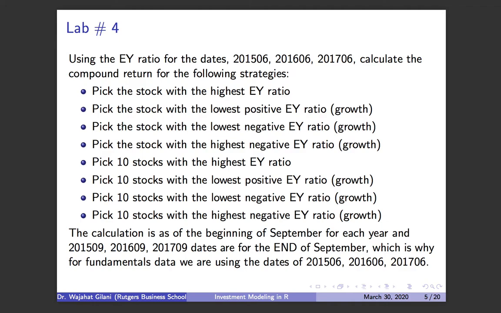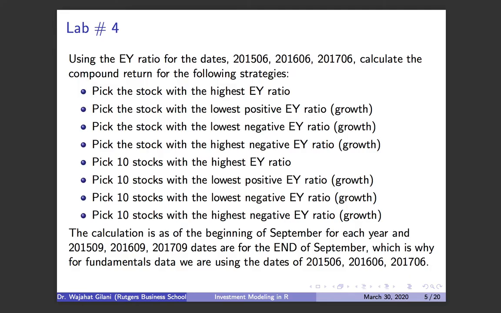For the third strategy, I want to pick the stock that has the negative EY ratio that is closest to 0. So I want the biggest negative number. Remember that negative 2 is larger than negative 5, right? Negative 2 is larger than negative 5. Negative 5 is less than negative 2. I want the largest negative number. So my syntax there is totally wrong, but that's what I want for strategy 3. I apologize for that.